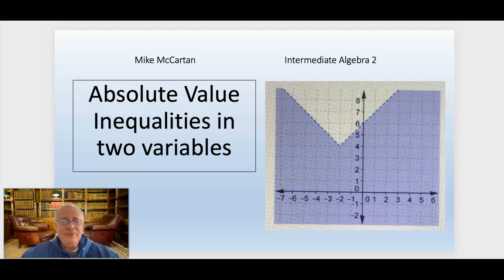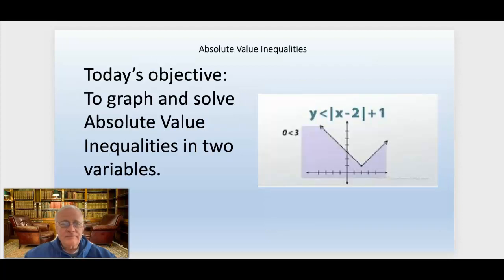Today we're going to look at absolute value inequalities in two variables. Again, we've looked at absolute value, and we looked at linear inequalities. Well, now we're going to look at absolute value inequalities. Our objective is to graph and solve an absolute value inequality in two variables. And how do you solve it? You graph it. If you remember inequalities, we shade.